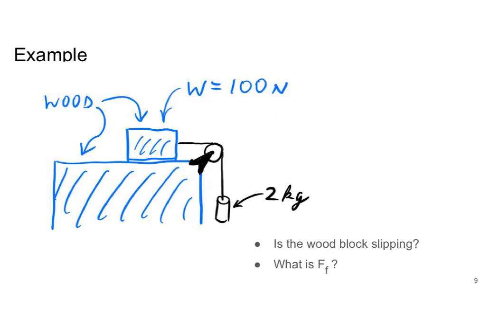Pretty typical situation here. We've got a wood block on a wood table, and we're going to hang a 2 kilogram mass from the hanging string. What I'd like you to do now is pause the video and try this problem, see if you can find out whether the wood block is slipping and what is the force of friction.